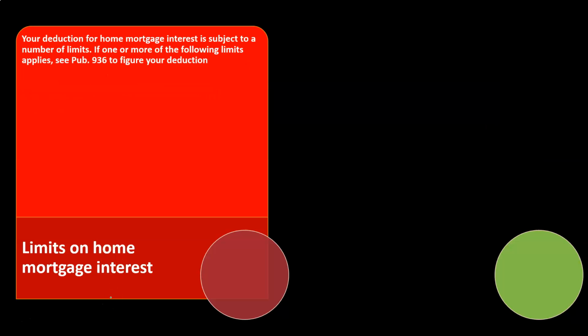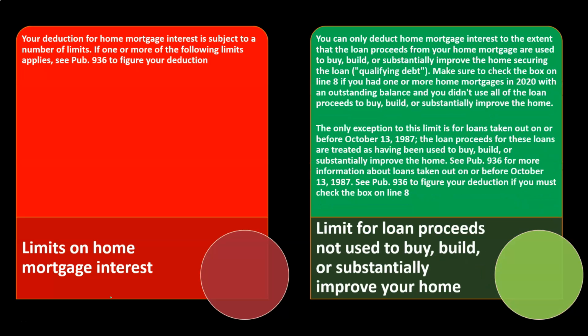Limits on the mortgage interest. Your deduction for the home mortgage interest is subject to a number of limits. If one or more of the following limits applies, you can then go to Publication 936 to figure your deduction. So typically, for most people who have a purchase of a home and a home loan, the interest on it will typically be deductible, but there could be limitations on it, and there could be caps on it if you have a high balance loan or something like that. So let's take a look at the limitations.